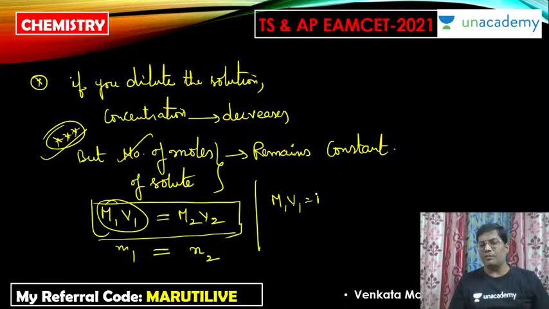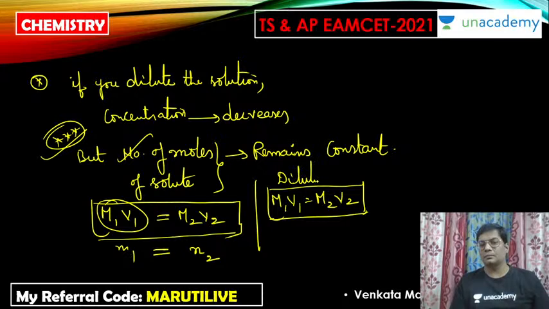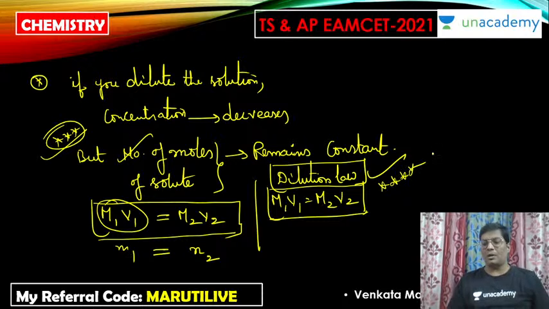This M1 V1 equals M2 V2 is very important. That is called the dilution law. So M1 V1 is equal to M2 V2 is the dilution law.